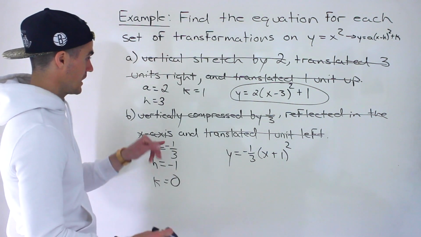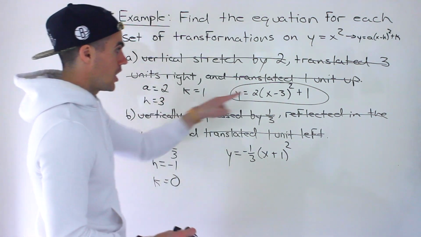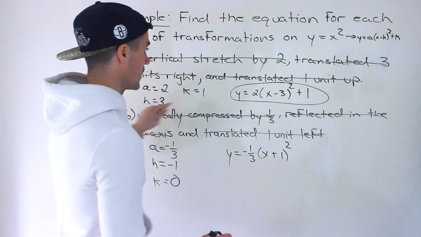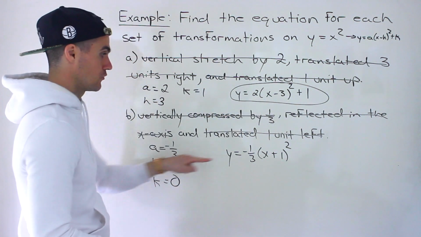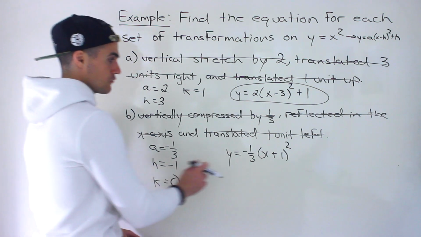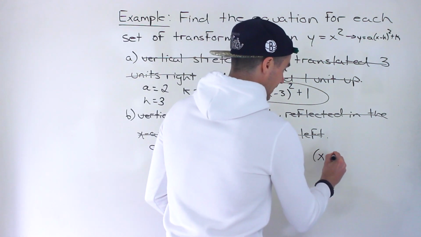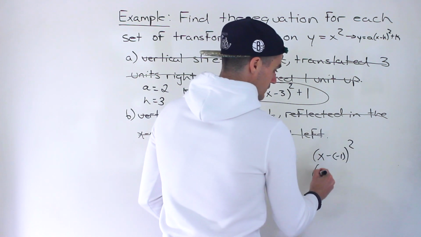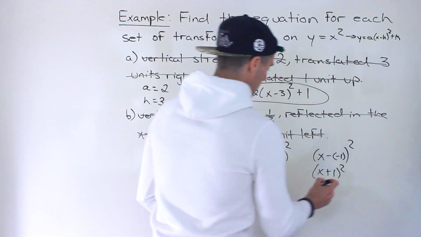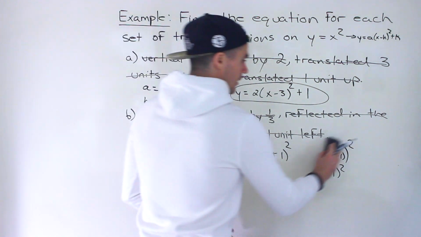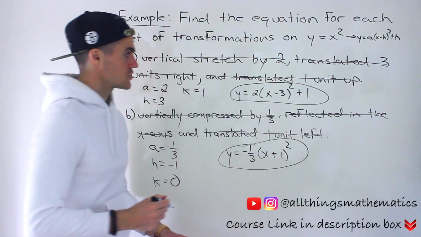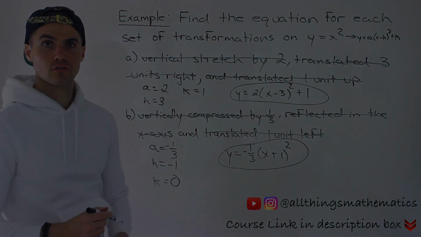Now be careful with the h value, right? Opposite signs, because it's x minus h. So we got positive 3, negative 3. We got negative 1, positive 1. Because this negative 1, it's like x minus h, which is negative 1, so the two negatives turn into a positive over here. All right, so those are the two equations for those two sets of transformations.